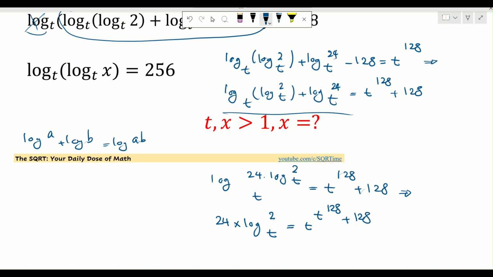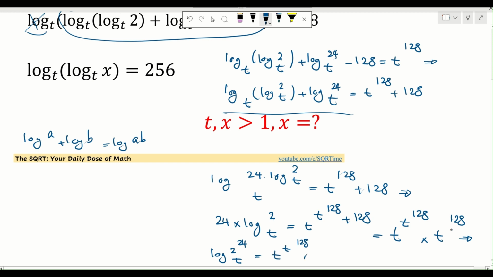Now from here, I'm going to simplify it and write it as t to the power of 128 times t to the power of 128. I'm going to write it as log of 2 to the power of 24 in base t equals t to the power of 128 times t to the power of 128.